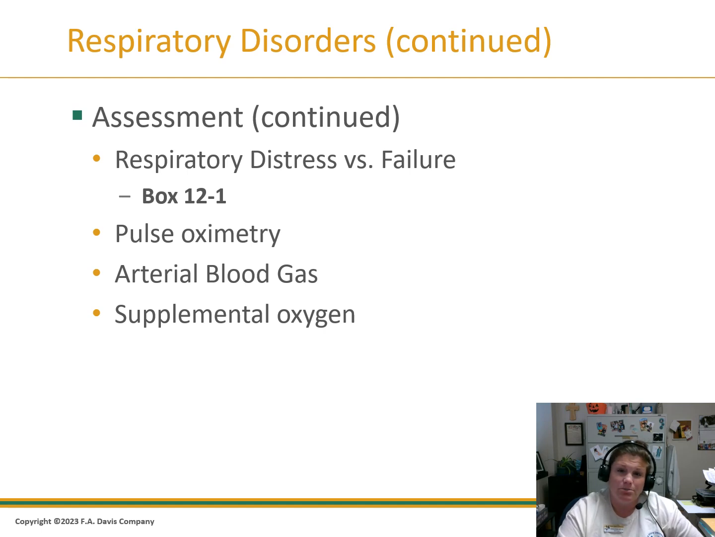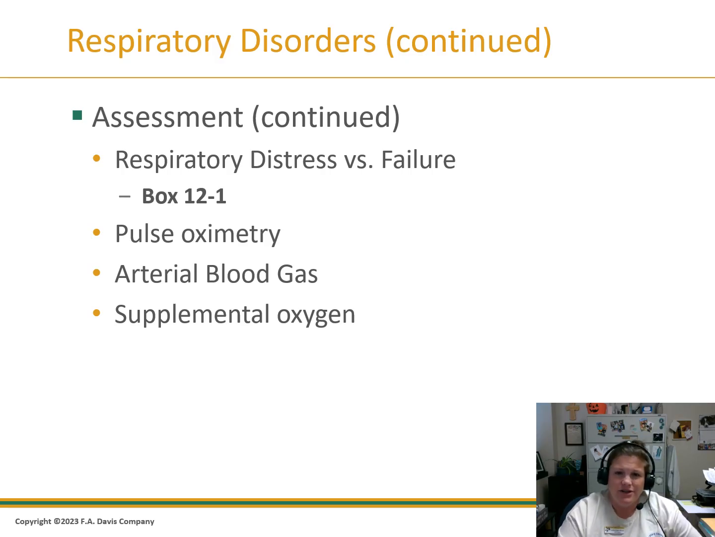ABGs, arterial blood gases, would be a more invasive method of getting the patient's oxygen saturation. Obviously, it's anxiety provoking for the kid and the parent, so we want to avoid it if we can, but it is a more accurate diagnostic measure. So, if we need to know just the severity, this is going to help us to be able to interpret if the patient's experiencing acidosis or alkalosis, those kinds of things.